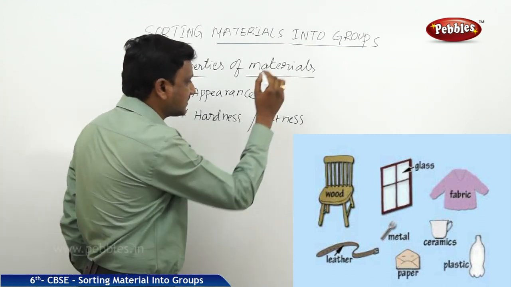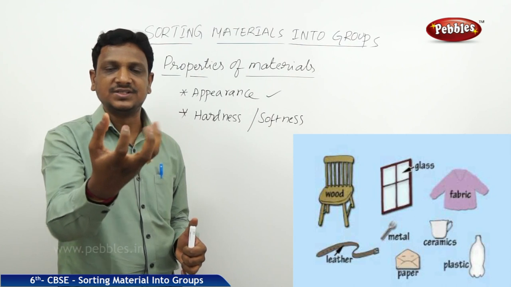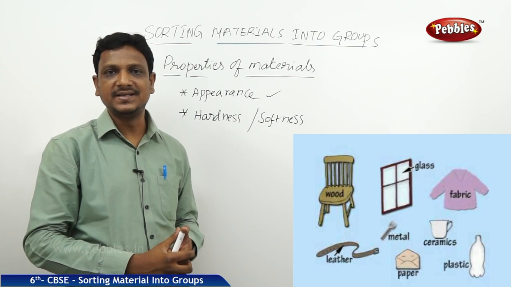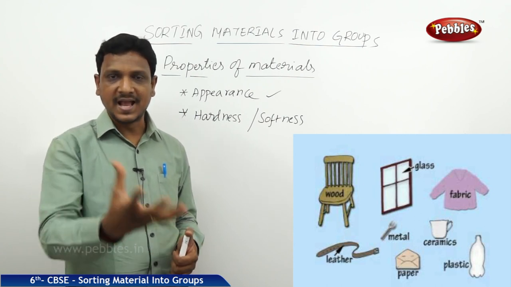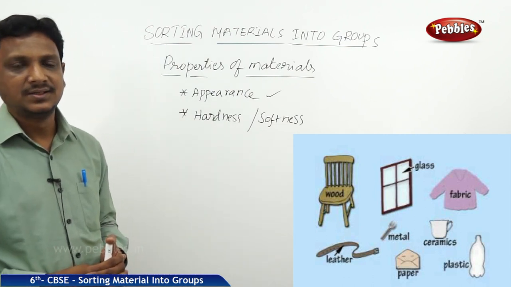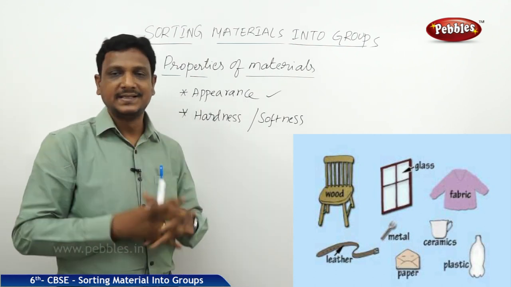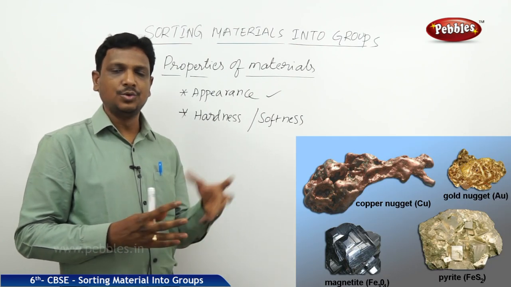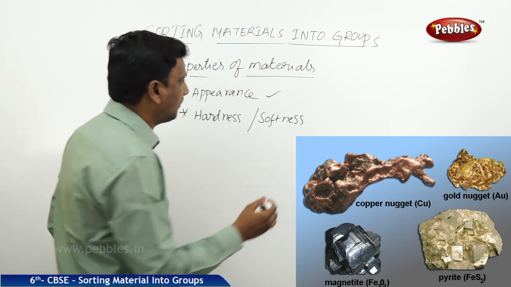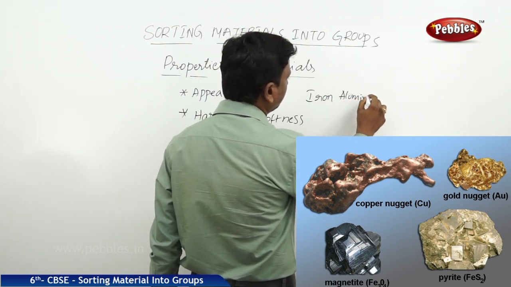The first one is appearance, how it looks. You are given a sponge, you press the sponge, it is soft. You are given a brick, it is hard. A brick is hard. You are given an iron block, a block made of iron. It's very, very hard. Right? So you have observed the surface. First thing, appearance. You are observing the appearance. Right? You are given a piece of iron, a piece of aluminium, a piece of copper.